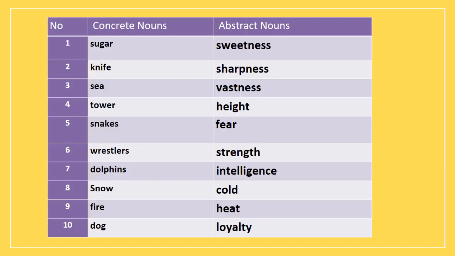Now it's time for you to check your answers. Concrete nouns and abstract nouns, both the columns have been matched. Sugar with sweetness, knife with sharpness, sea with vastness, tower with height, snakes with fear, wrestlers with strength, dolphins with intelligence, snow with cold, fire with heat, and dog with loyalty.